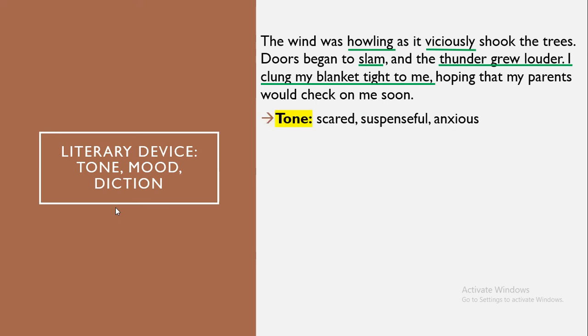And so the tone that I at least notice is that the author seems to be scared. It's sort of suspenseful, and they even seem anxious, just hoping that their parents would check on them soon. And that sort of puts the reader in an anxious and scared mood as well, because of that vivid language and that diction that is used by the author.